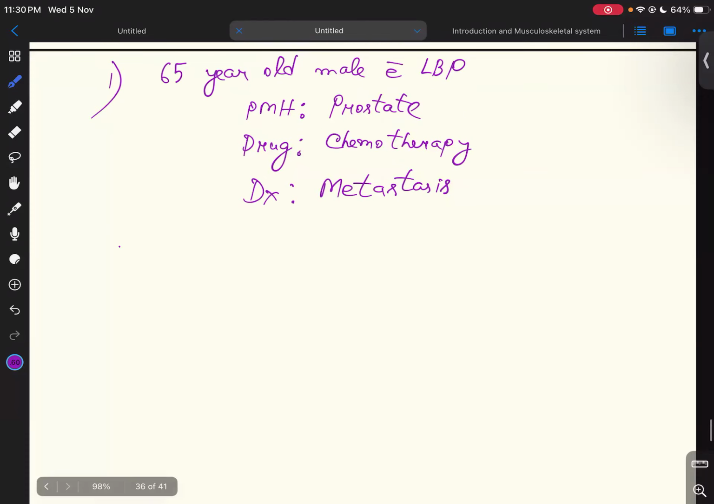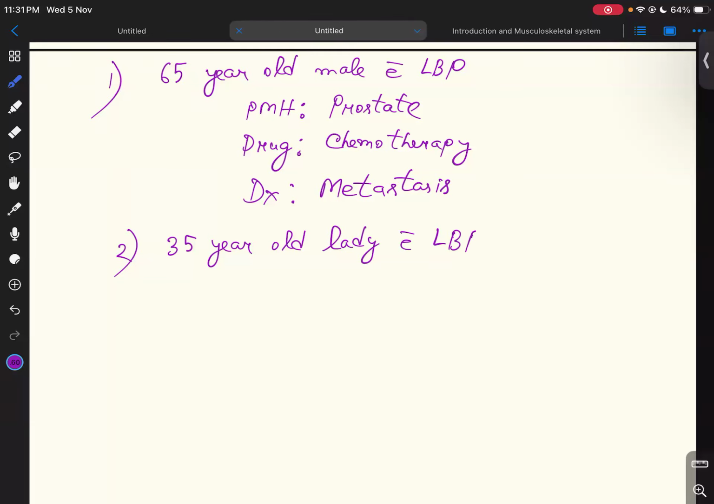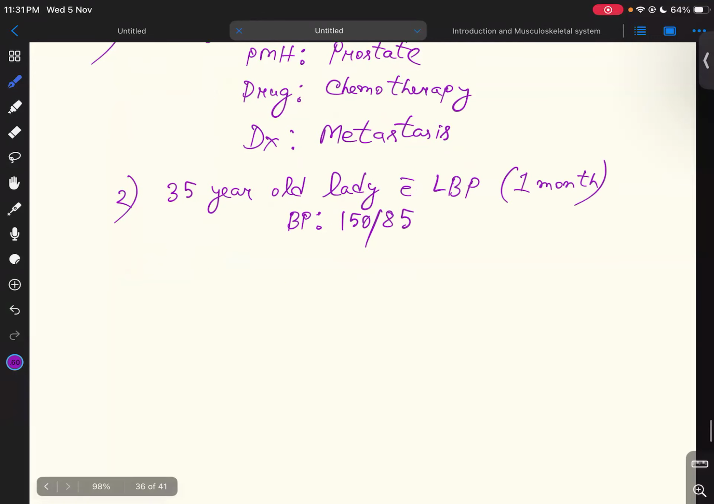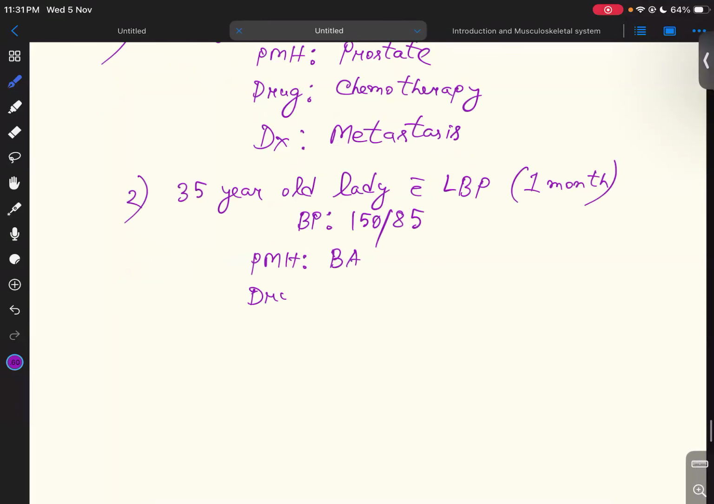A 35-year-old lady has come with low back pain. This pain has been there for 1 month. Outside, the vital given is blood pressure 150 by 85. After entering the station, in the past medical history, you find that the patient is a diagnosed case of bronchial asthma. And in the drug history, you find that she has been taking steroids for the last 3 months after a recent flare-up.